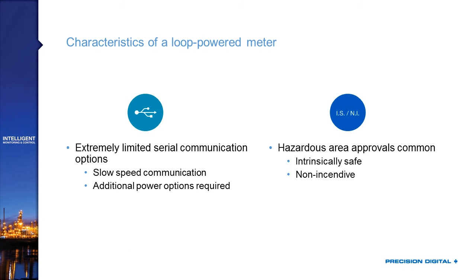You're going to find that loop-powered devices have extremely limited serial communication options. If they do have those options, they're going to be fairly slow-speed communication, or additional power options are going to be required in order to make those work. If you wanted, for example, to have Modbus on a loop-powered device, you may be able to find something that can do it, but it's going to require somewhere in that spec that it have a separate power supply in order to run the Modbus.